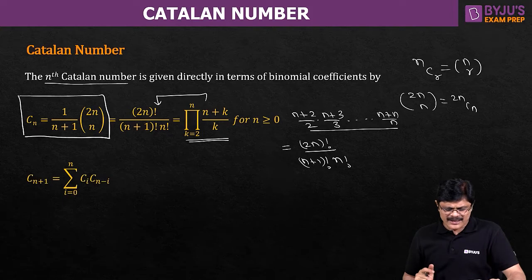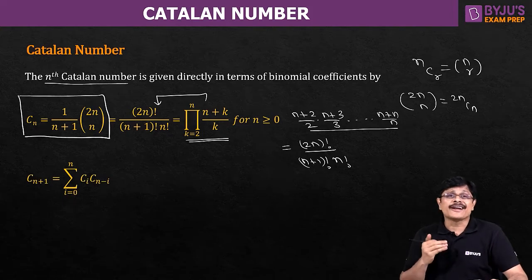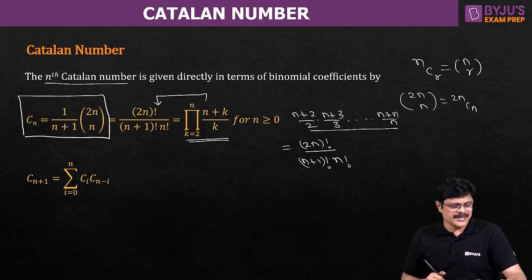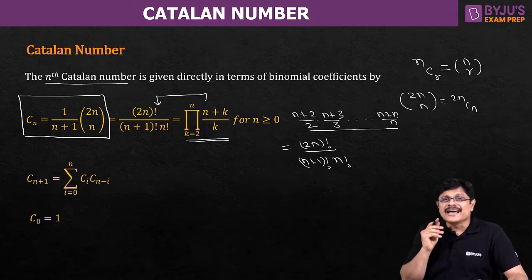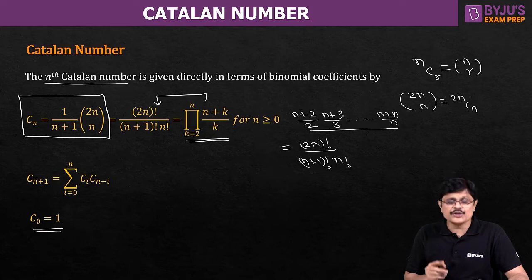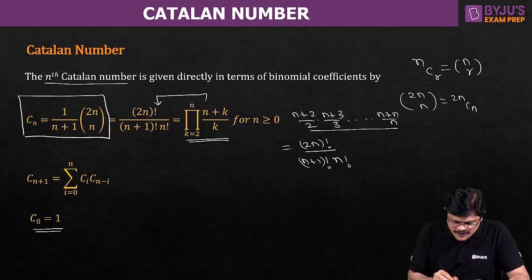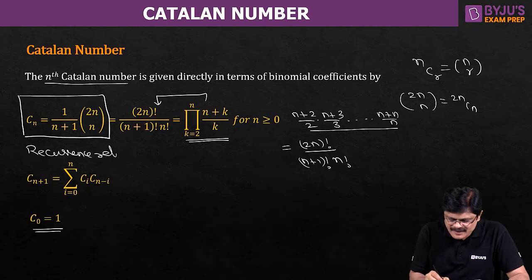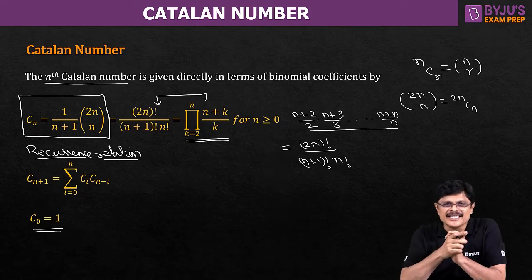Actually, Catalan number is the solution of the following recurrence relation. There is a recurrence relation for which Catalan number is the solution. And the base condition for this recurrence relation is C0, which is equal to 1. So this is the recurrence relation, my dear friends, for Catalan number. That is, Catalan number is the solution of this recurrence relation.